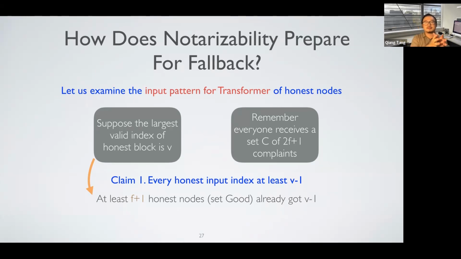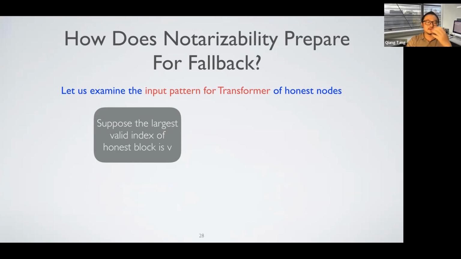So let's call the honest nodes who have at least V minus 1 as their set, the good set. And every node is going to receive a bunch of complaints. We call the complaint set C. Just a simple pigeonhole argument, right? These two sets will intersect in at least one honest node. So that means every honest node's input index is going to be V minus 1, because every honest node will pick the largest one from the complaint set. Simple as that. So that's the first claim.